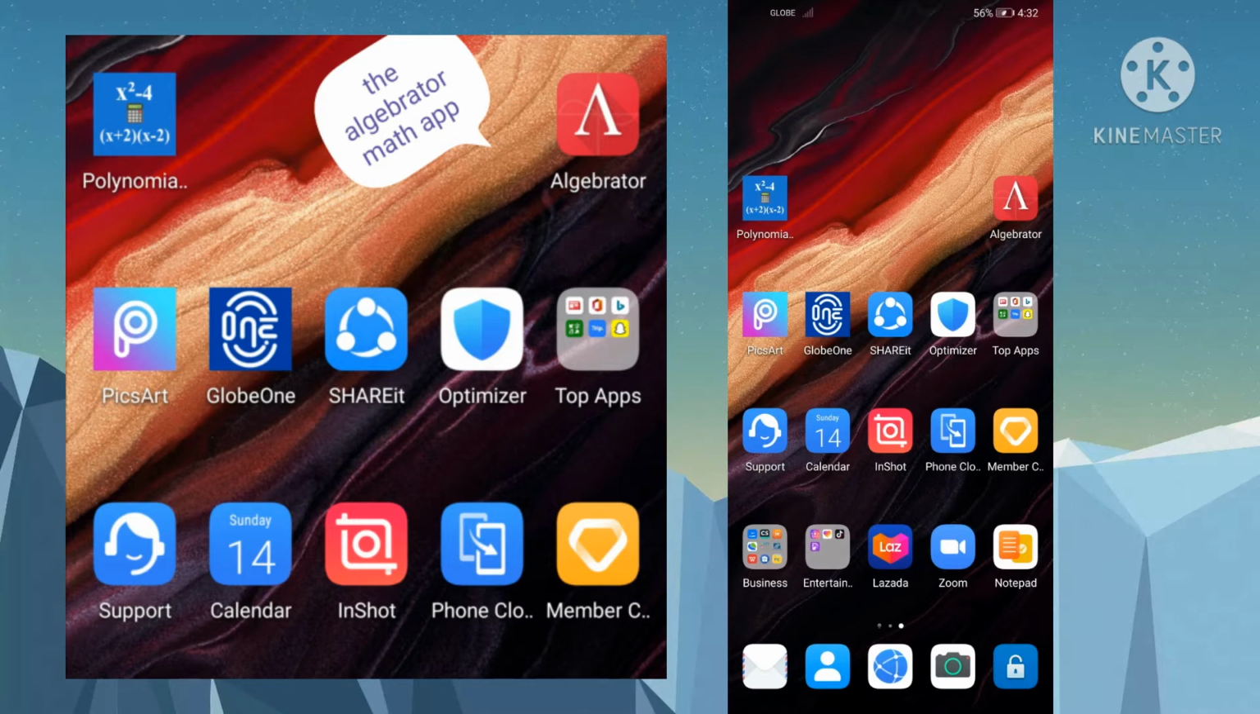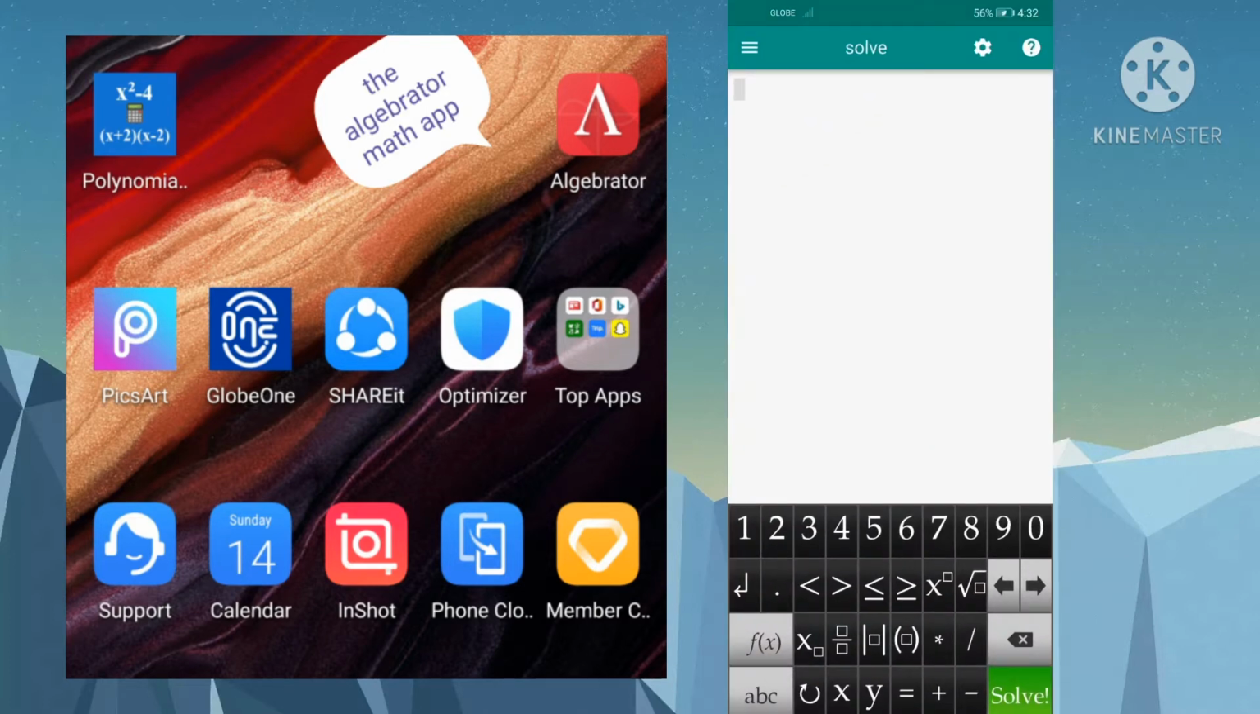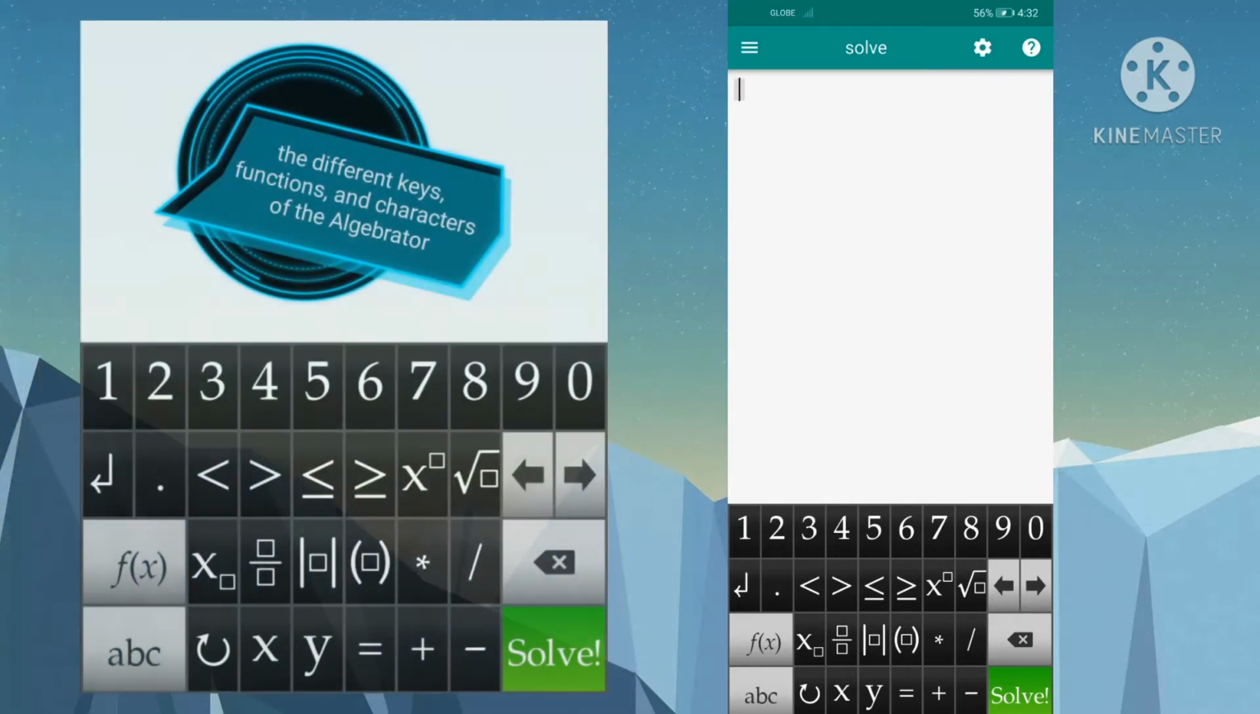Yan, yung nasa taas, yung kulay red dyan, na parang may symbol na inverted V. So, yun yung ALGEBRATOR natin. Okay, so i-select natin. Ayan, so this is now our ALGEBRATOR. So, ito yung kanyang mga characters and functions.